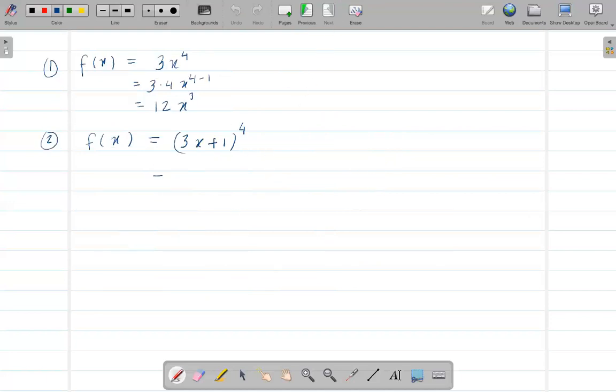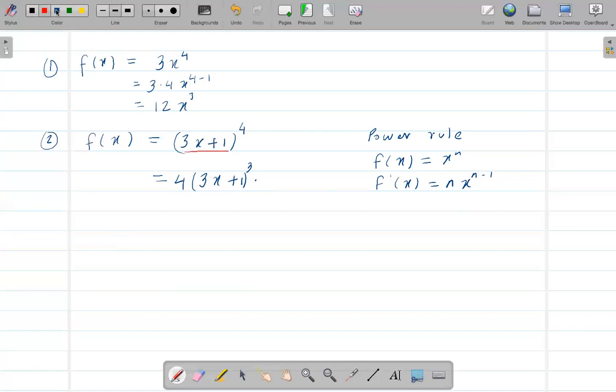So take the derivative of this whole thing. We have 4 on the power, so we use the power rule again. The power rule says that if f of x is equal to x to the power n, then f prime, the derivative, is n times x to the power n minus 1. So here we bring this 4 down, so that will be 4 times (3x plus 1) to the power 4 minus 1, which is 3. That's the derivative of the whole thing, times the derivative of the inside function.